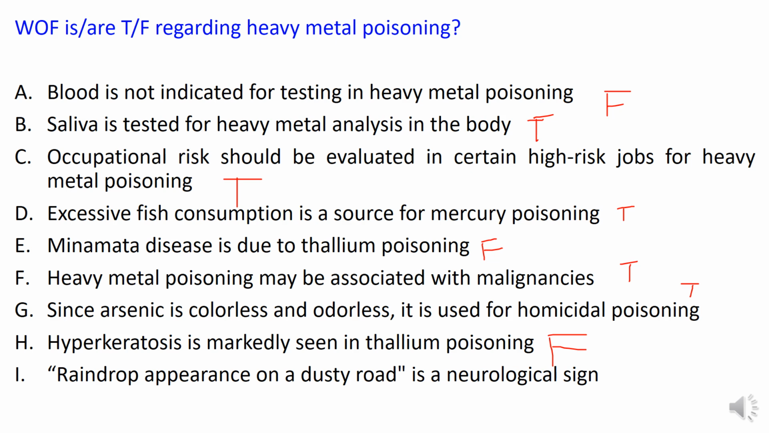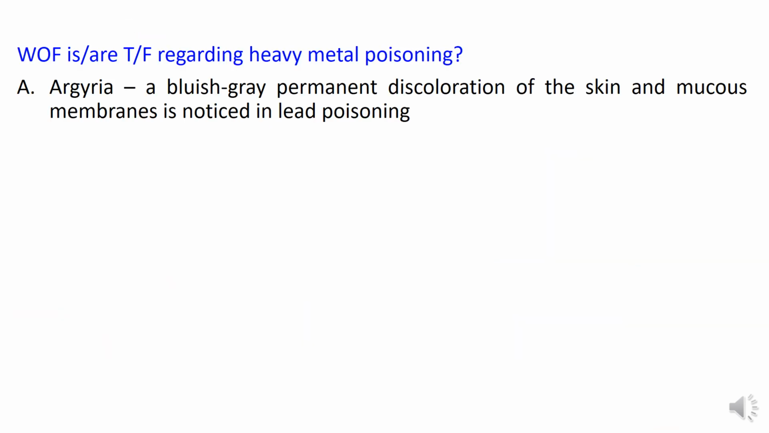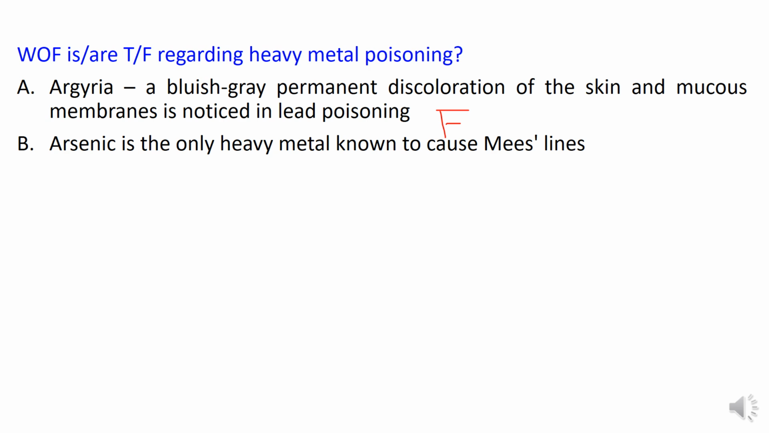Raindrop appearance on a dusty road is a neurological sign. No, it's a dermatological sign where you can see hypo and hyperpigmented areas. So this is incorrect. Raindrop appearance on a dusty road is noticed in lead poisoning. It is again incorrect. It is seen in arsenic poisoning. Again, true or false questions. Argyria, a bluish-grey permanent discoloration of the skin and mucous membranes, is noticed in lead poisoning. It is incorrect. It is seen in mercury poisoning.